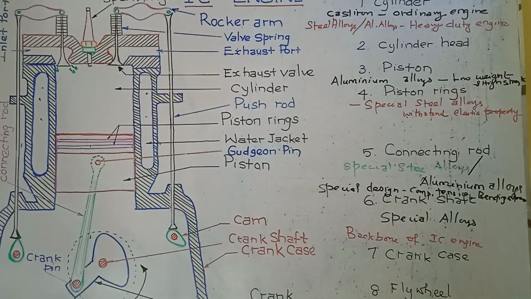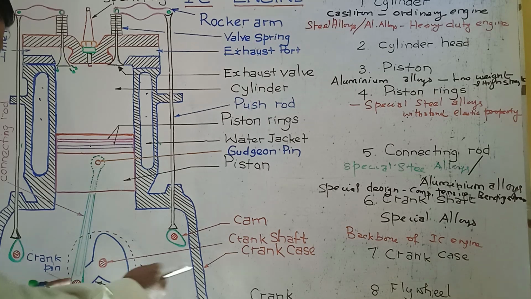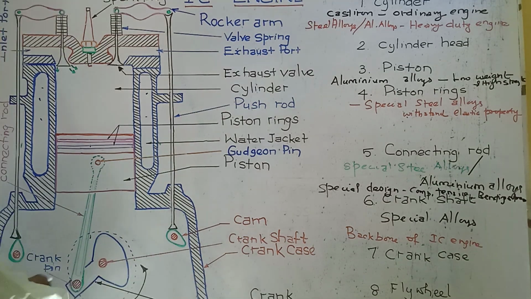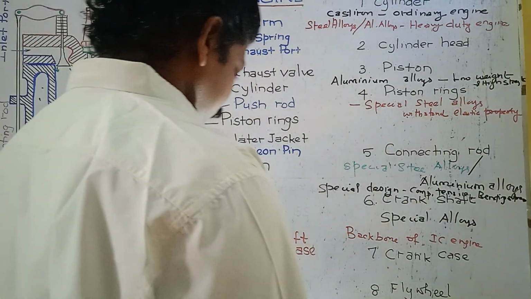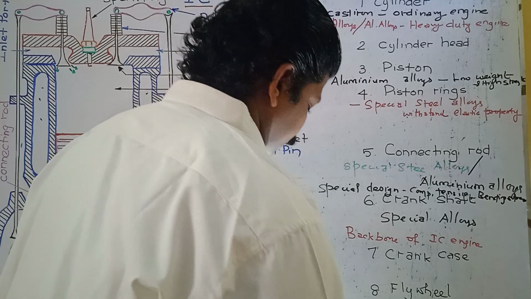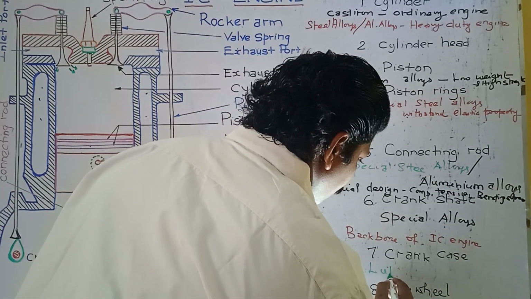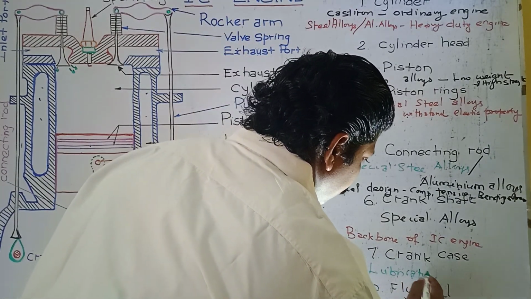And the next, the crankcase. The crankcase is the sump for the lubricating oil. The bottom is known as the bed, which is connected to the base plate by using bolt and nut.